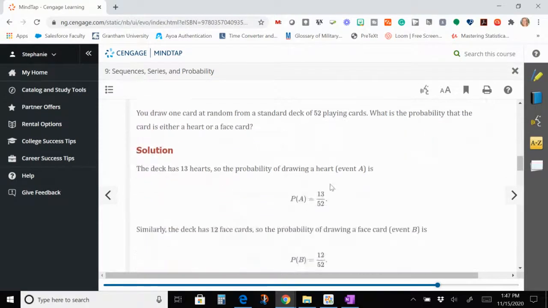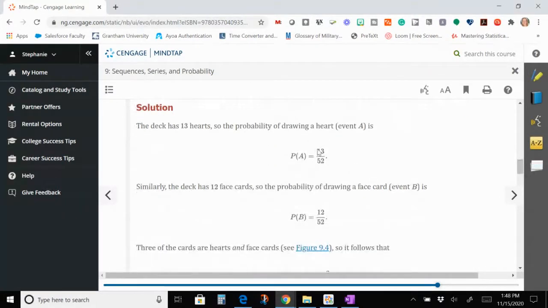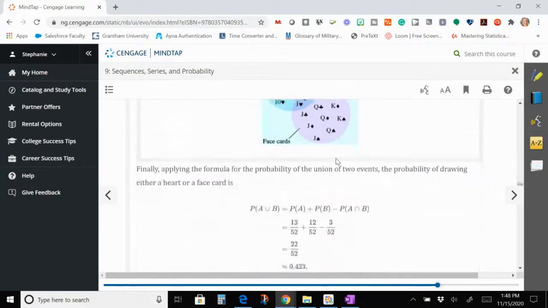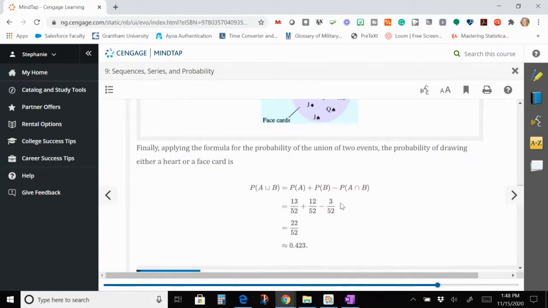And this is where you would have to subtract out the probability of a card being a heart and a face card, because you count it twice. You would be counting it with the heart and you'd be counting it with the face card. So they found hearts are 13 out of 52, face cards are 12 out of 52, and then 3 out of those 52 cards are overlapping. And so you'd have to subtract out that overlap.